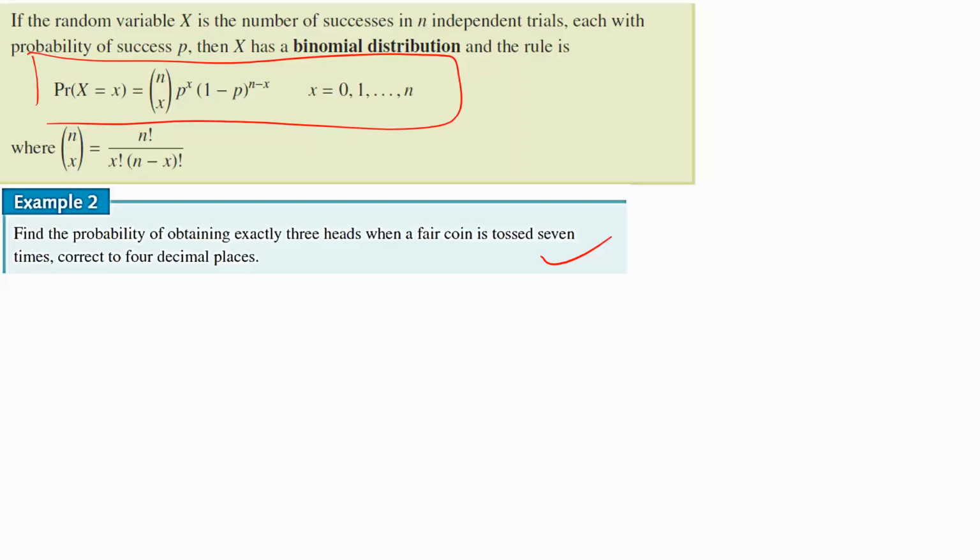So you've got, find the probability of obtaining exactly three heads when a fair coin is tossed seven times. Okay, so you've got a fair coin, you're going to flip it seven times. What's the chance of you getting exactly three? Correct to four decimal places. So figure it out. What is your N? What is your R? What is the probability of success? What's your failure? How would you work this out?